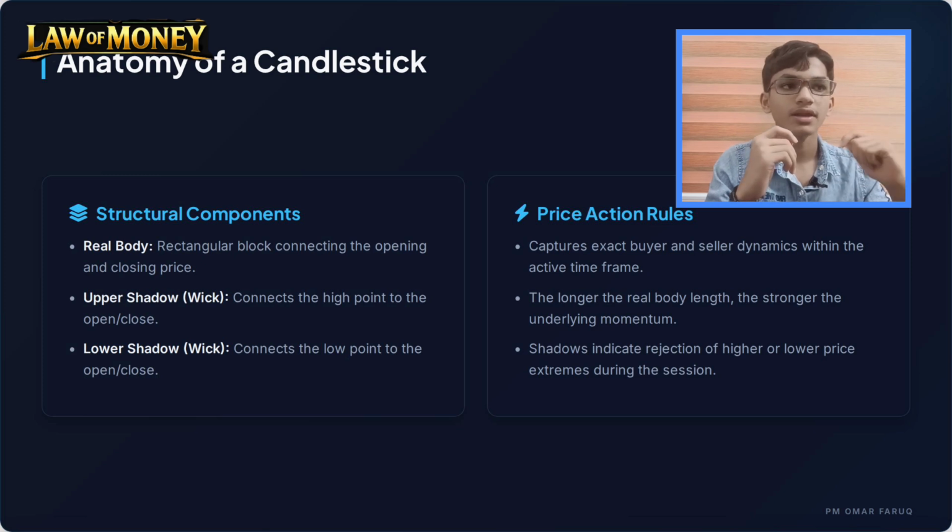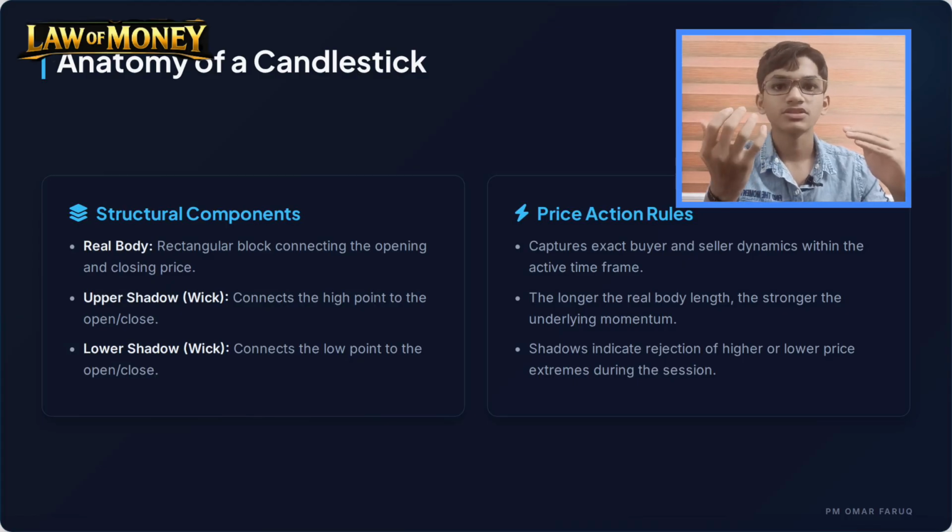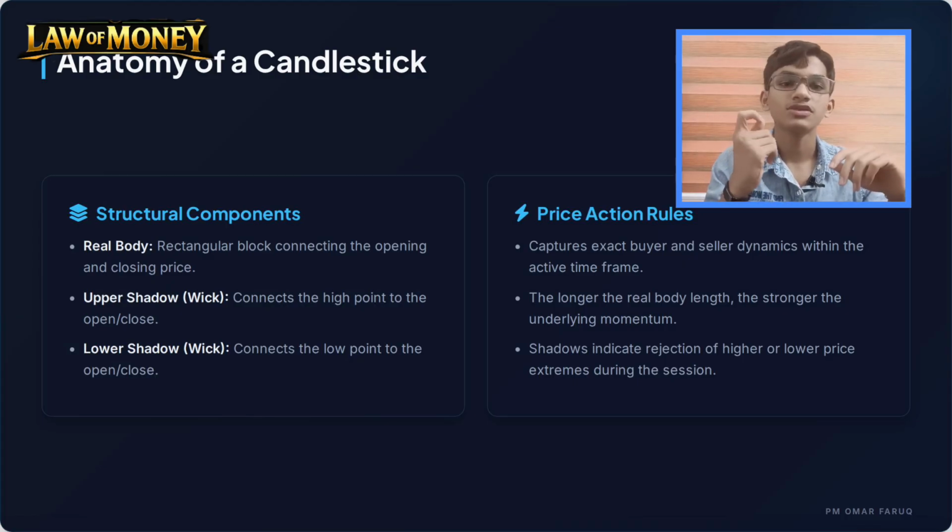A long body can indicate stronger directional movement, while long shadows can show rejection of higher or lower prices. But don't interpret every wick as a secret message from the market gods. Always consider the surrounding price action.